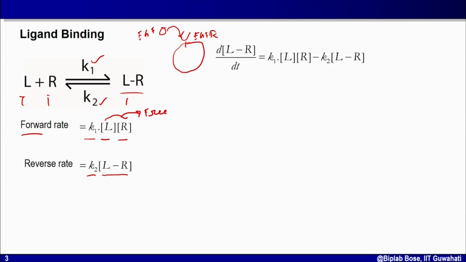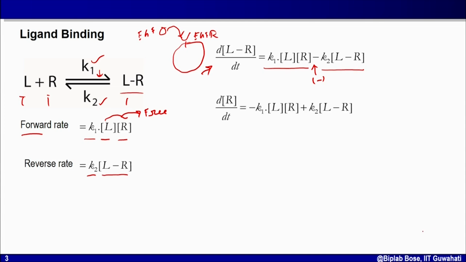Using this, I can write down the ODE representing change in concentration of the complex LR. So that is d[LR]/dt is equal to the first term. This is coming from this forward reaction, that is K1 into [L] into [R]. This is how it is formed, and minus the backward reaction, because this reverse reaction decreases the concentration of the complex. That's why I have a minus sign here. So that is, as I know, K2 into [LR].